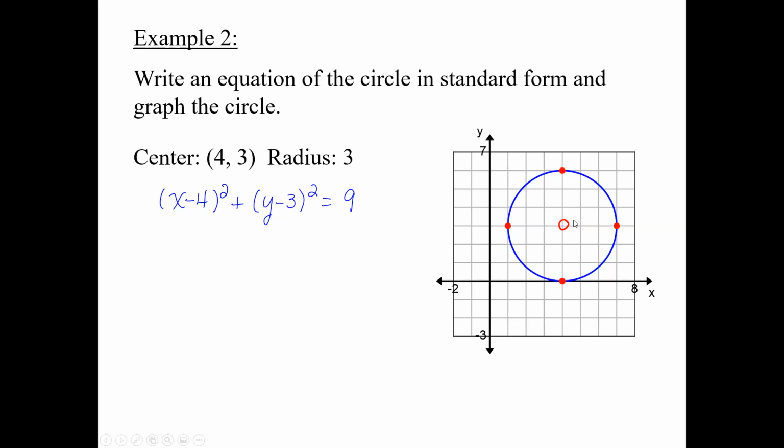Here's our center, 4, 3, over 4 up 3. Our radius, we count over 3 in each of the 4 directions. And then we play dot to dot. I'll give you a moment to copy this if you wish.